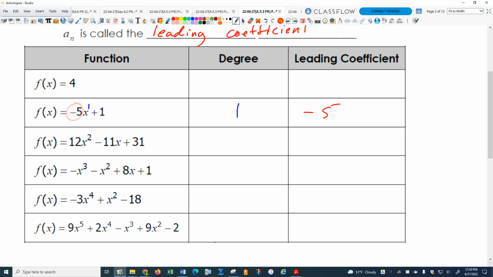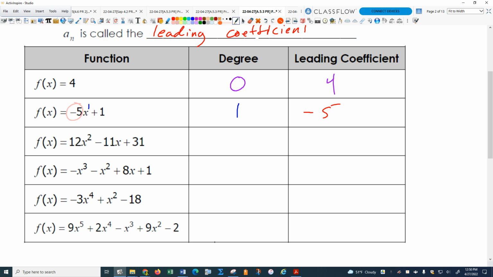What's the degree of that top function then? 0. Good, because x doesn't even show up, so it must be taken to the 0 power. So the degree is 0. This is kind of a weird one, and really we wouldn't even think about that as being a polynomial, honestly, except in this one case. What's the leading coefficient then? What's the number that's being multiplied by x to the 0? 4. Yeah, that one's a little bit weird. This one's more normal.